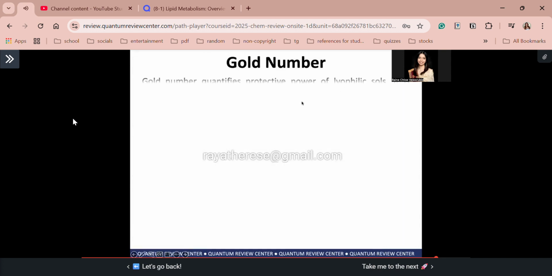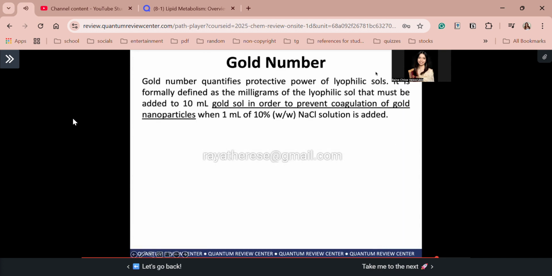Now, the gold number quantifies the protective power of lyophilic salts. Guys, bakit may protective power ang lyophilic salts? Again, when you add lyophilic salts to your lyophobic salts, it prevents the coagulation of your lyophobic salts. So, gold number is formally defined as the milligrams of the lyophilic salt that must be added to 10 milliliters gold salt in order to prevent the coagulation of the gold nanoparticles when 1 milliliter of 10% NaCl solution is added. So guys, what does that all mean?